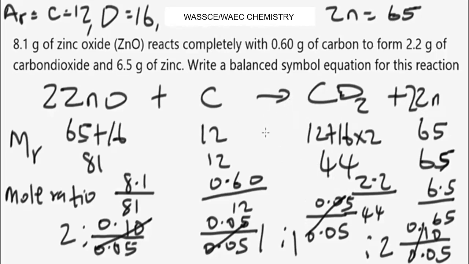So this will be the balanced chemical equation for this reaction. Remember, we use reactant masses to balance this chemical equation. This is what you have to know about mole and equations. It's as simple as that, guys. Now, let me give you a practice chemistry question on this before you call it a class. You just follow this procedure and you get your results.